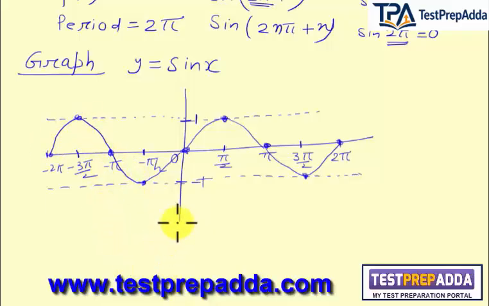Okay, so you can see the graph is repeating at what interval? 2 pi. After 2 pi, the graph is repeating. This is the graph of sine x.